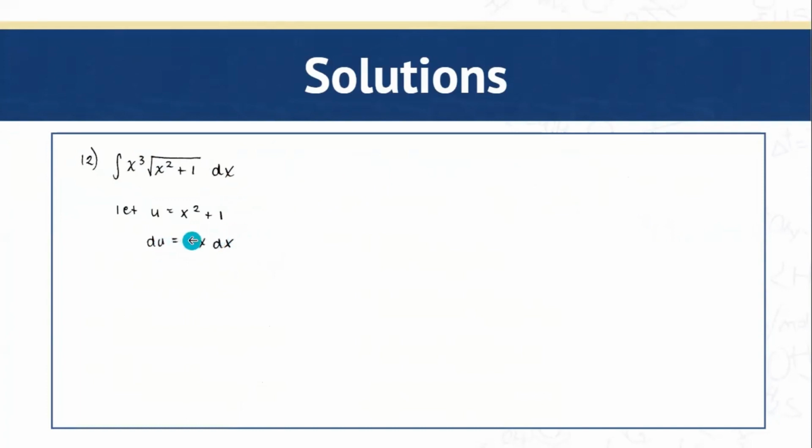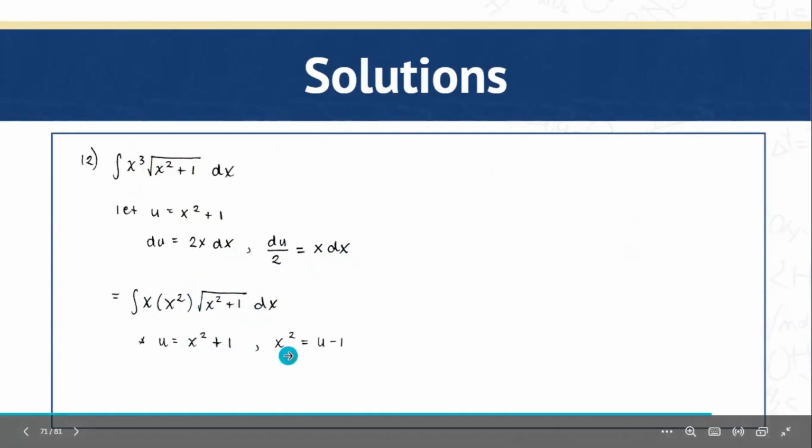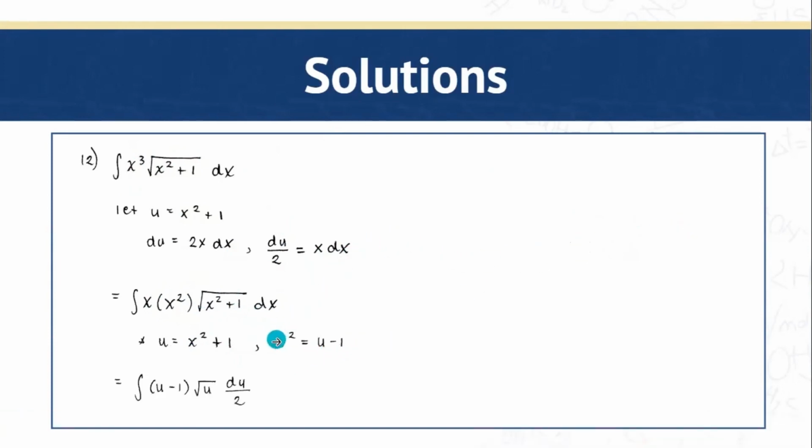And since du is 2x dx, we might want to have something like x dx in the given. So we can factor out x cubed, such that we have x dx, which is equal to du over 2. So factoring out x cubed, that's x times x squared. And then, of course, we have the square root of x squared plus 1 times dx. So since x squared plus 1 is equal to u, we can also say that x squared is equal to u minus 1.